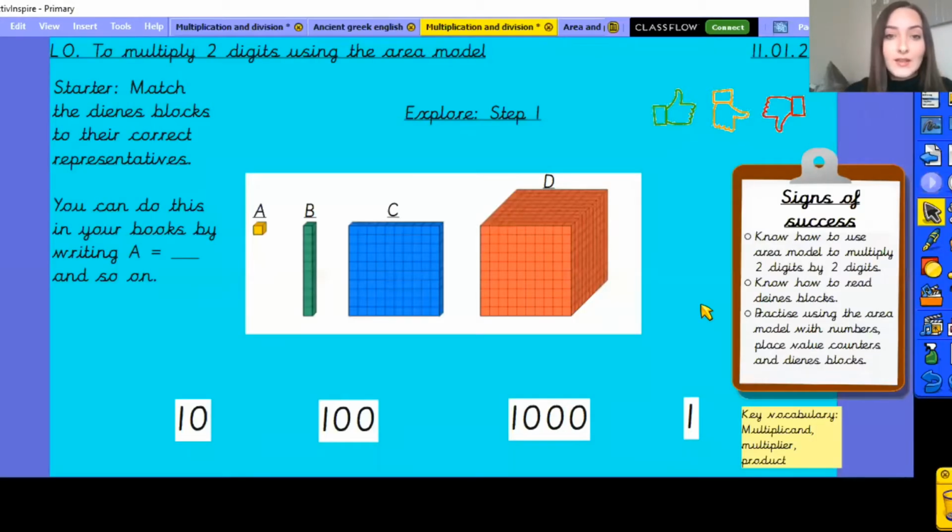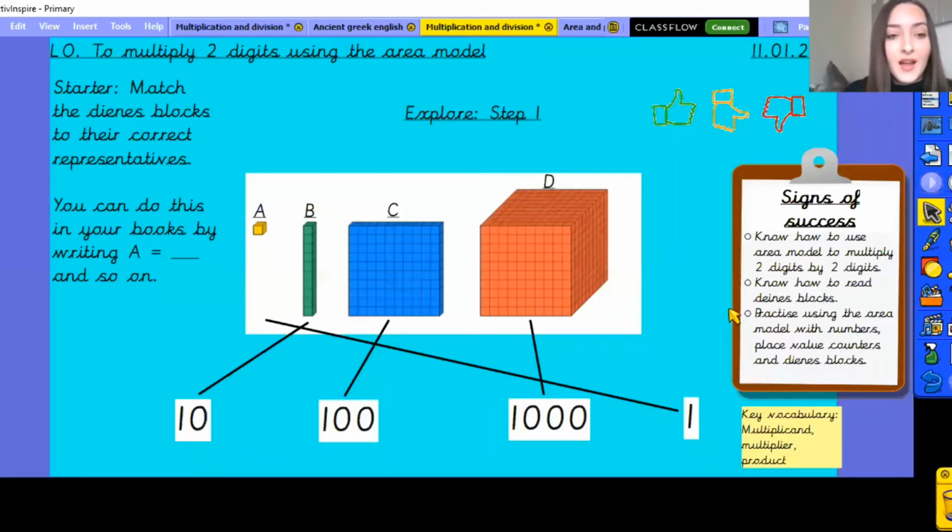Okay, so for this lesson, you're going to need to know a little bit about Dienes blocks. Some of you might have worked with them before, but we're just going to check our understanding. So as a starter activity, I'd like you to match these Dienes blocks to their correct representative down at the bottom. So in your book, you could write A equals and then one of these numbers. So pause the video and do that in your maths book now.